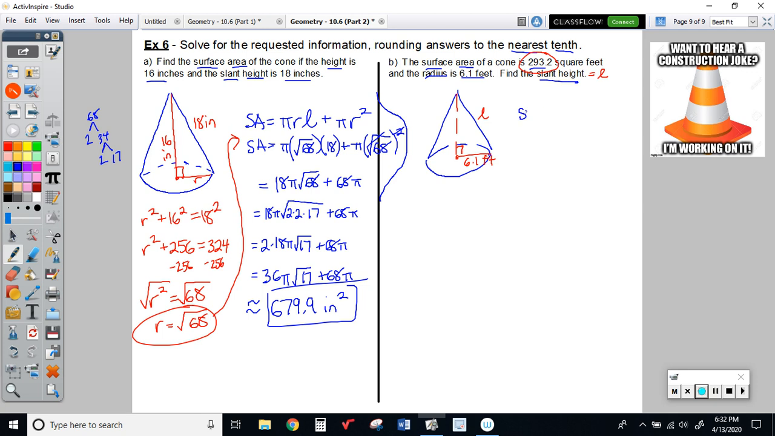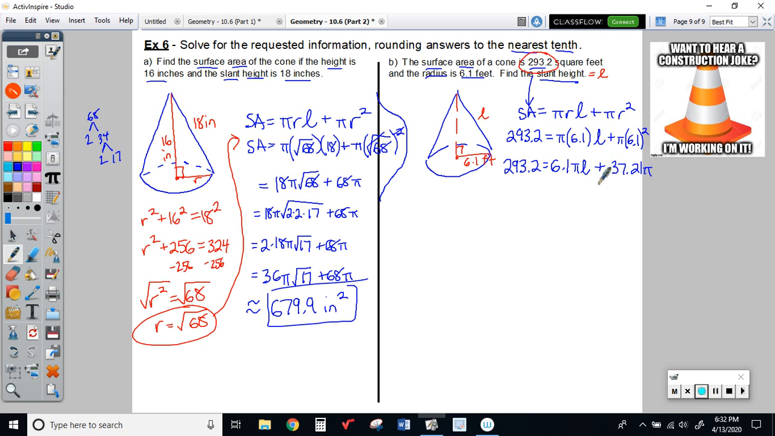So let's take our formula, write it out in general, and then plug in what we know to find what we don't. So we've got pi r L plus pi r squared. Replacing this right here with 293.2. R is 6.1, L is unknown. So from there, 293.2 would equal 6.1 pi times L plus, and then 6.1 squared would be 37.21. And I've got that times pi.